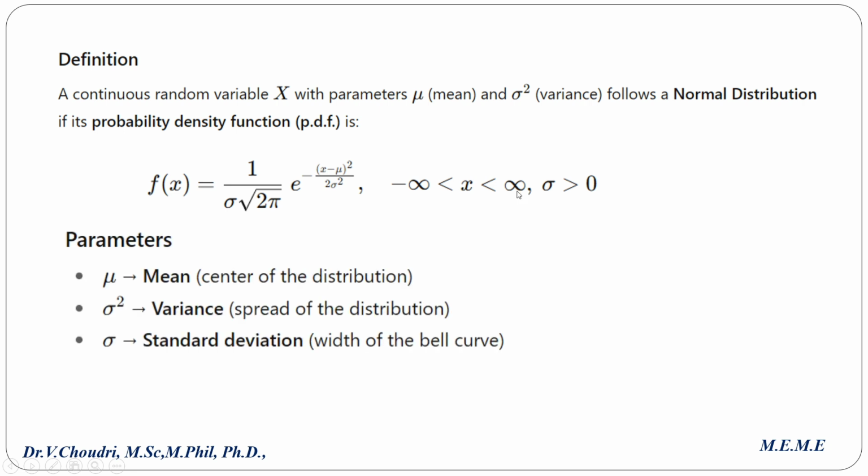Let us see once again the parameters of the normal distribution. Mu is nothing but the mean. The mean is the center of this distribution. And the variance is the spread of the distribution, where the distribution is spread over. That is sigma square. Taking the square root of this gives the standard deviation, which is the width of the bell curve. So the bell curve width is nothing but the standard deviation.